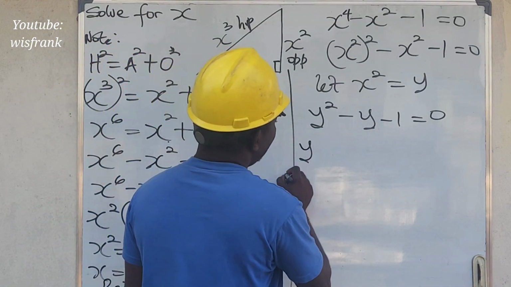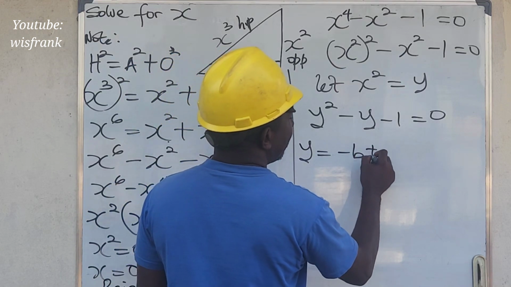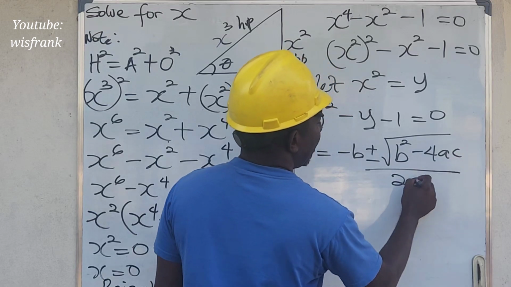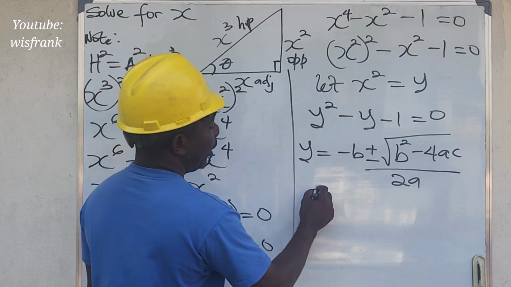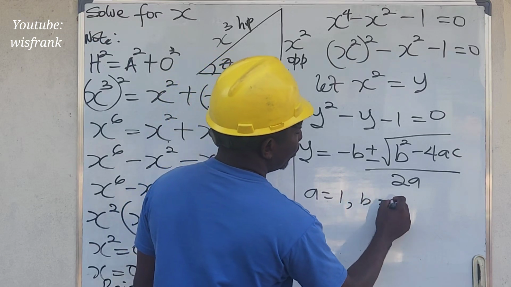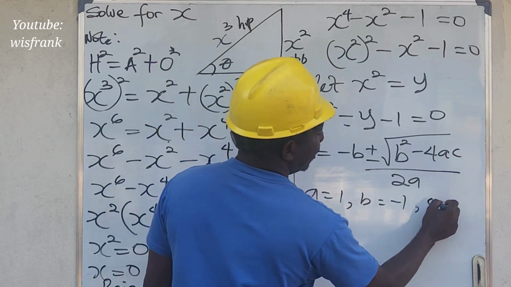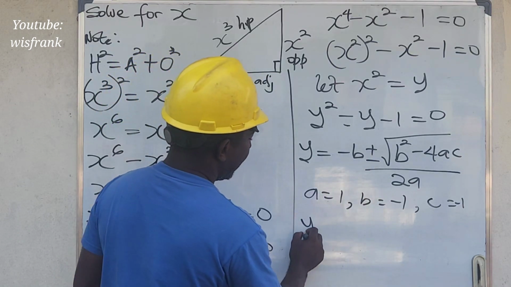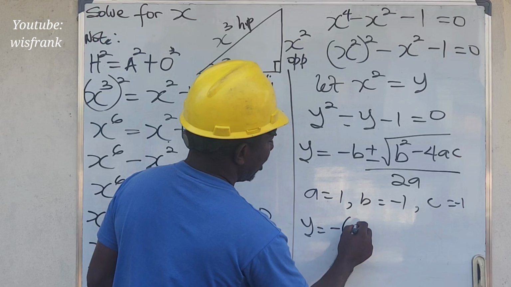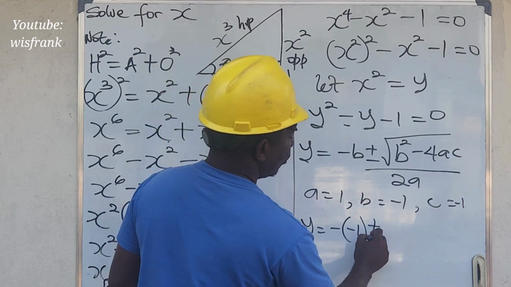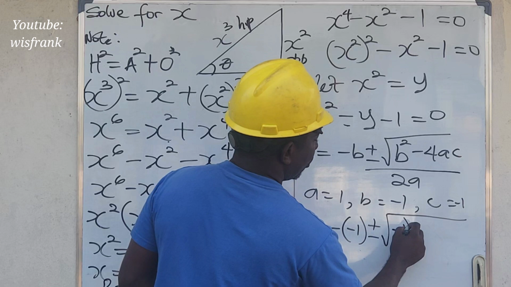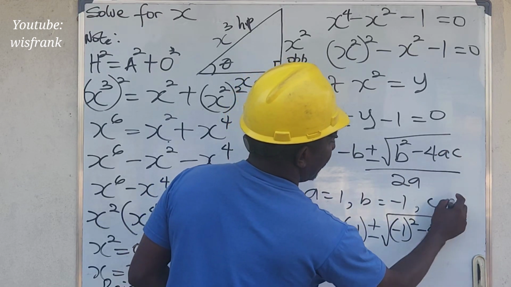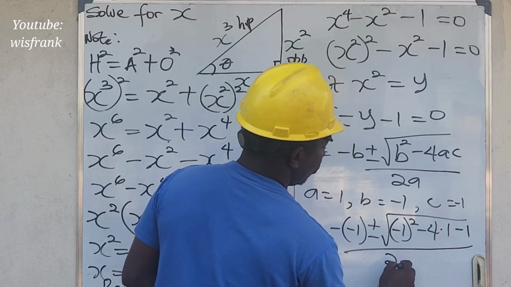So in this case, the quadratic formula is in the form y equals minus b plus or minus the square root of b to the power of 2 minus 4ac, all over 2a. In this equation, the value of a equals 1, the value of b equals minus 1, which is here, and the value of c equals minus 1. So substituting these parameters into the quadratic formula, we have y equals minus into minus 1, because b is minus 1, plus or minus the square root of minus 1 to the power of 2 minus 4 times a. Our a is 1, then our c is minus 1, all over 2 times 1.